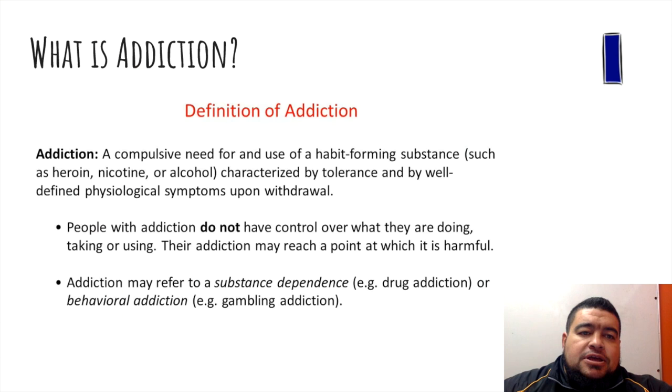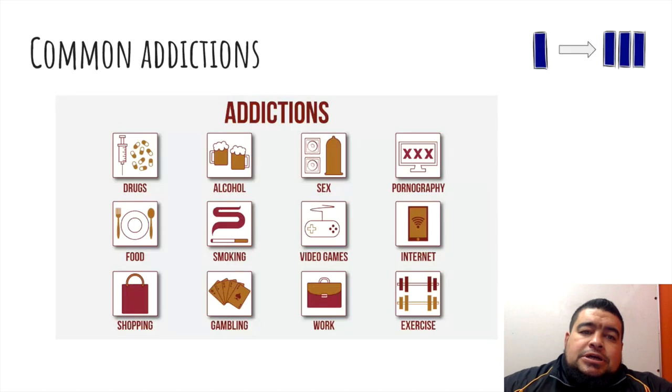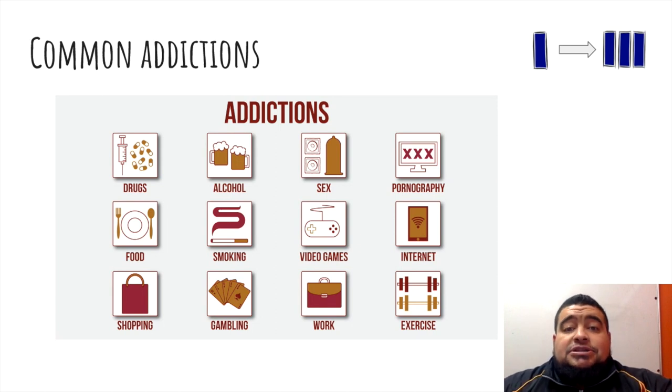Addiction. So what is addiction? It's defined as a compulsive need for and use of a habit-forming substance, such as heroin, nicotine, or alcohol. It's characterized by tolerance and by well-defined physiological symptoms upon withdrawal. So some common addictions are things like drugs, alcohol, sex, pornography, food, smoking, video games, internet, shopping, gambling, work, and exercise.